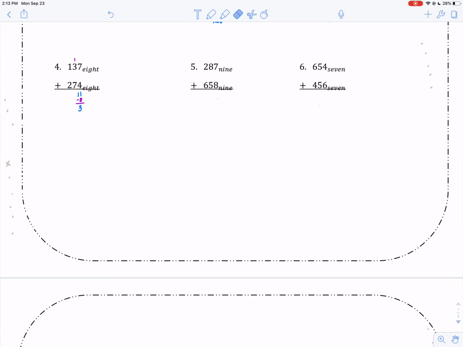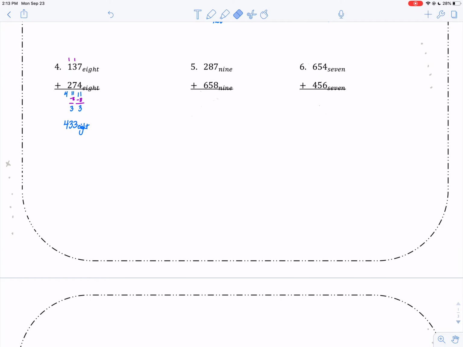So now I'm going to add all my rods. 1 plus 3 plus 7 should give me 11 rods. That's too many, so I'm going to take 8 away, and that will give me a flat. So I have 3 rods left over, put my flat on top, and I now have 4 flats, which I can have. So my answer is 433 in base 8.